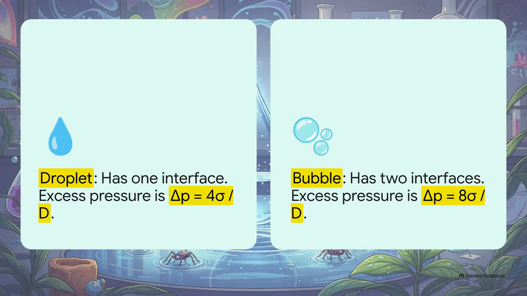But what happens if we swap out that water droplet for a soap bubble? Well, a bubble is hollow, right? It has air on the inside and air on the outside, separated by a super thin film of liquid. This means a bubble actually has two interfaces, an inner one and an outer one. Because the surface tension force is acting along two circumferences, the excess pressure inside a bubble is exactly double that of a solid droplet. So for a bubble, delta P equals 8 times sigma divided by the diameter.